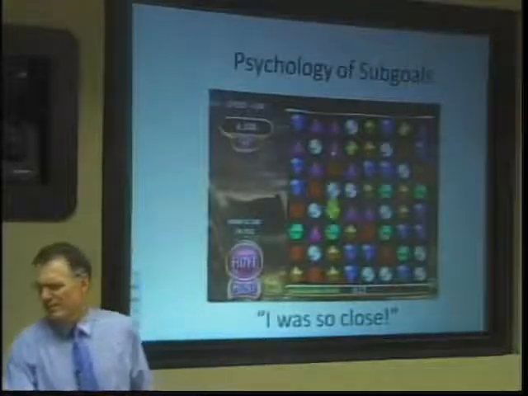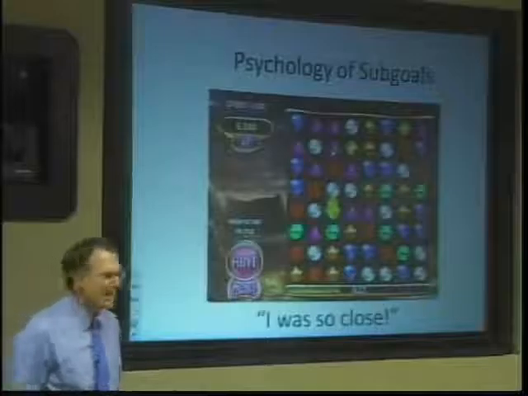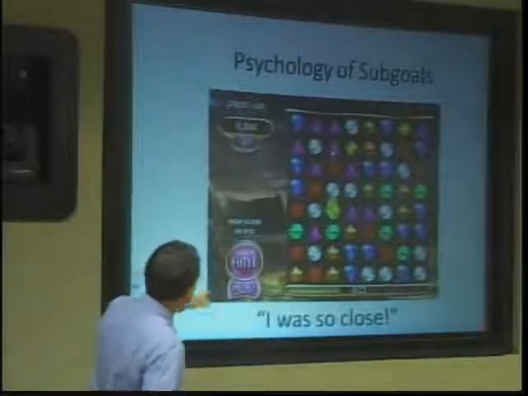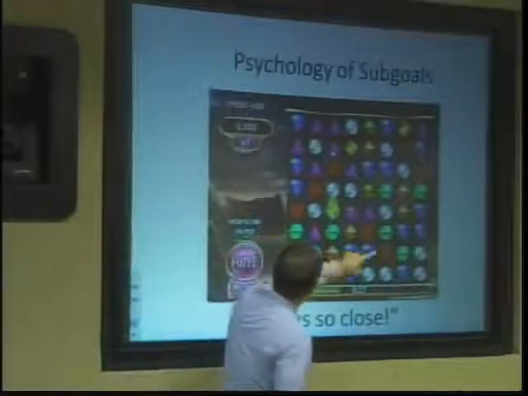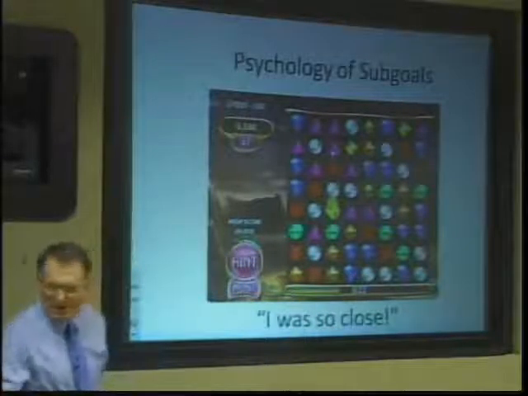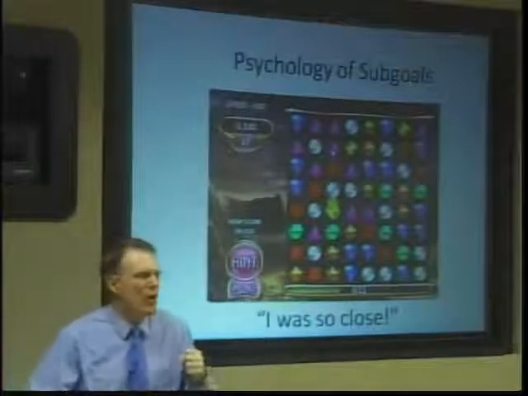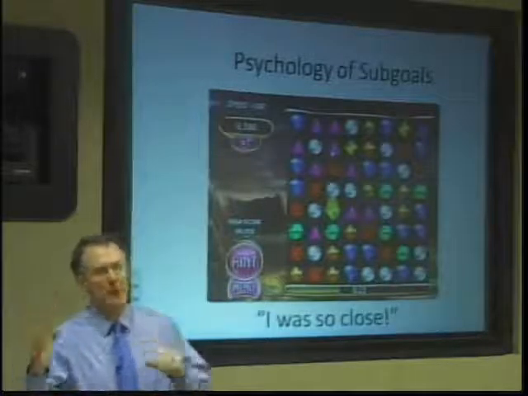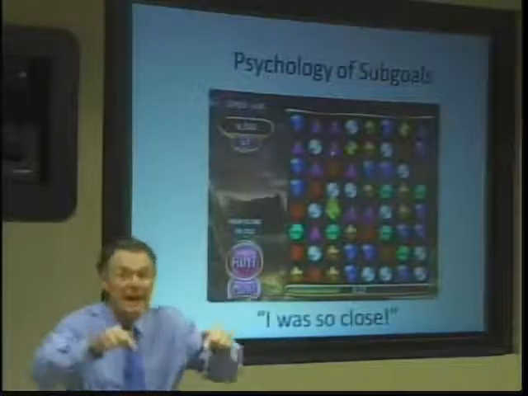Let's talk about the psychology of sub-goals. Here we are looking at, I believe, Bejeweled Blitz, and at the end of the game, they want you to see that there were opportunities on the board right as time ran out. They want you to think, I was so close to achieving whatever the next goal is. I'm going to play again.